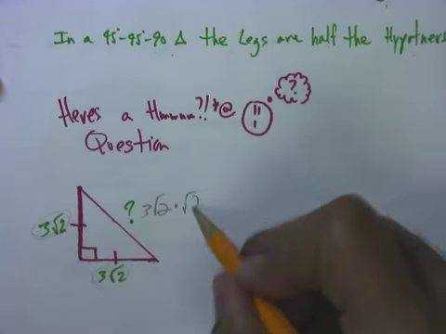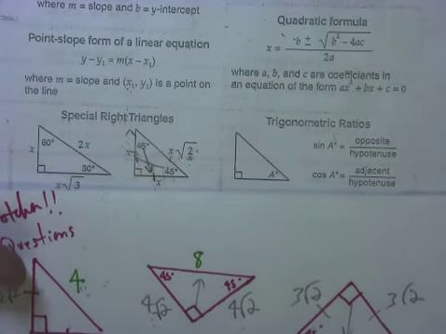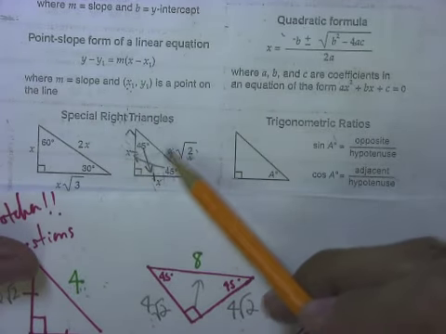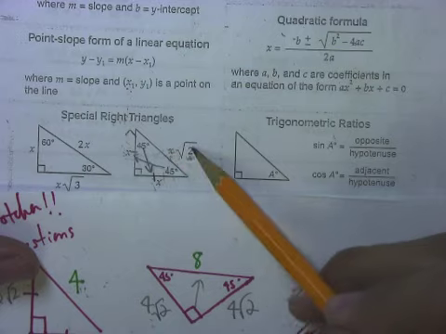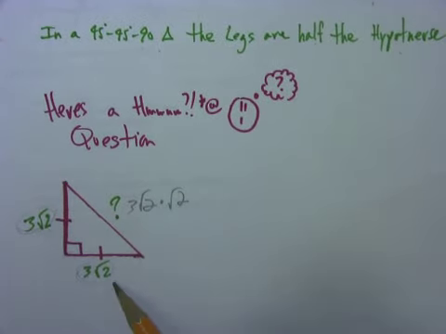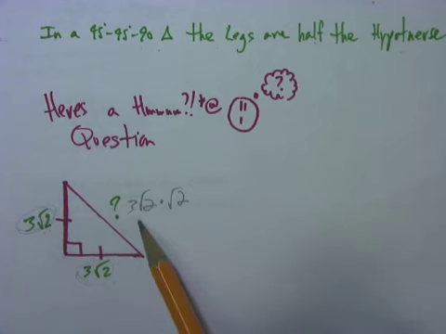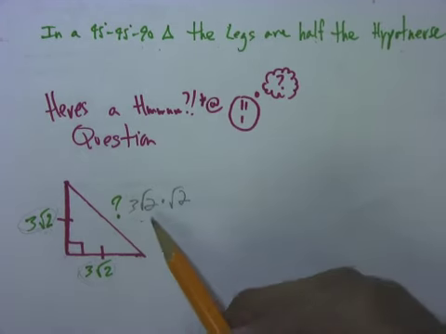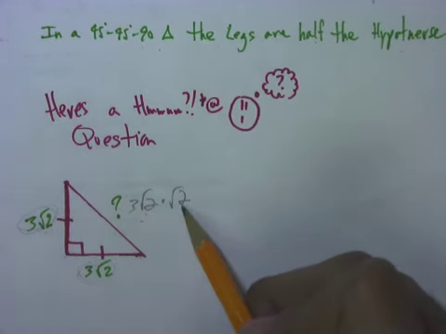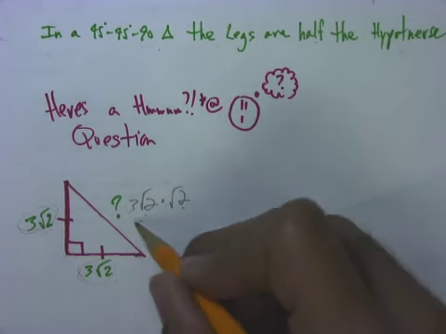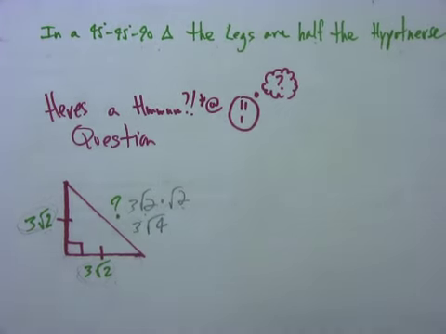Well, here, my legs are these, right? So whatever my leg is, 3 times the square root of 2, those are my legs. That's going to be multiplied times the square root of 2. Because the rule tells us that the hypotenuse is the legs, x and x, times the square root of 2. Except that here, my legs happen to already have a square root of 2 next to them. So those are my legs.